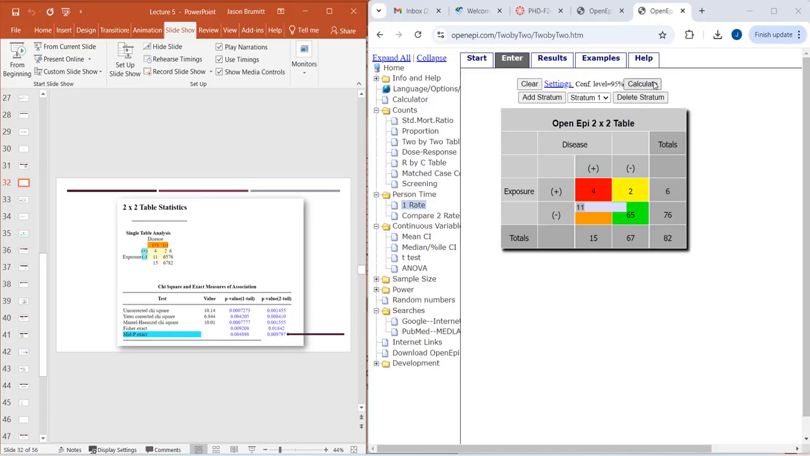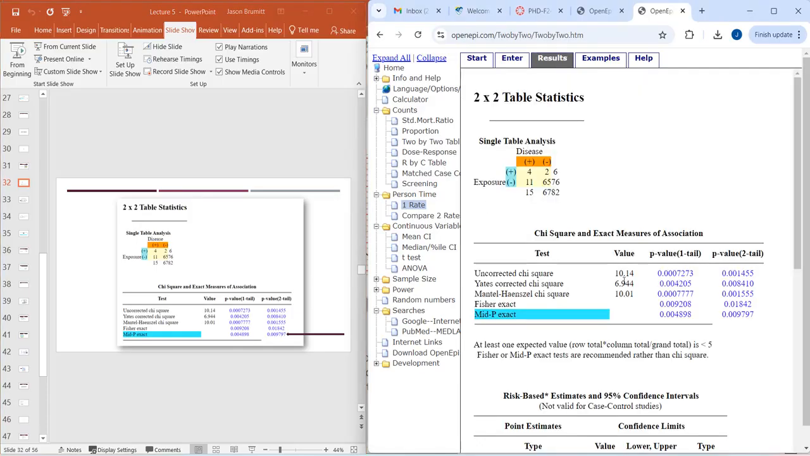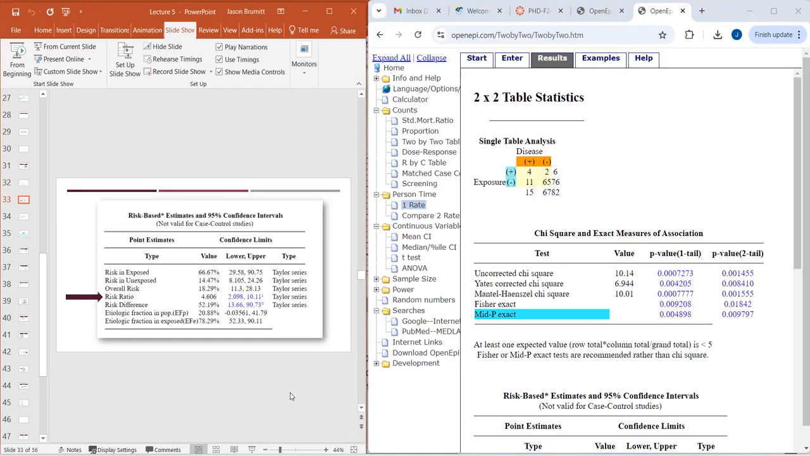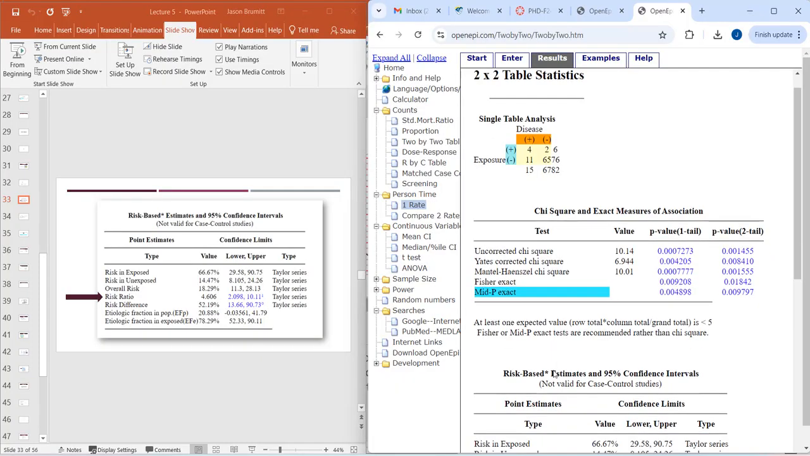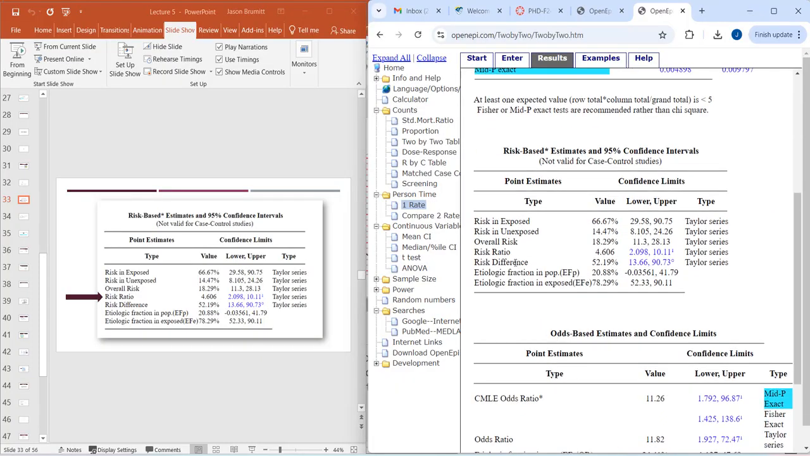So now let's calculate. So we calculate and we see lots of blue. If we go with conservatively the two-tail p-value, we're at the 0.01. If we round it up, 0.01 level there. Next up, let's take a look at our risk ratio. The risk ratio is the name for the relative risk. And there's other stuff up here too we can take a look at, like the risk in the exposed. We saw 4 out of 6, so 66.67%. So it gives us some nice percentage numbers we could report if we wanted to.